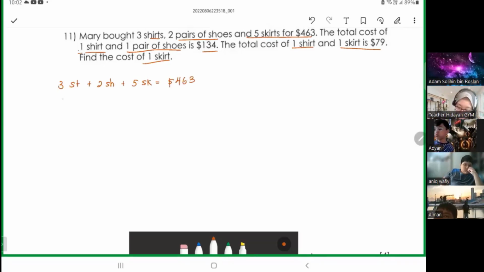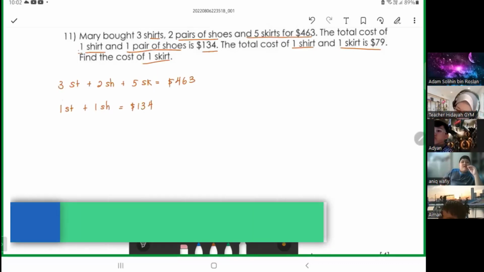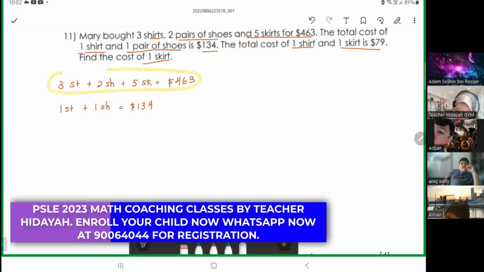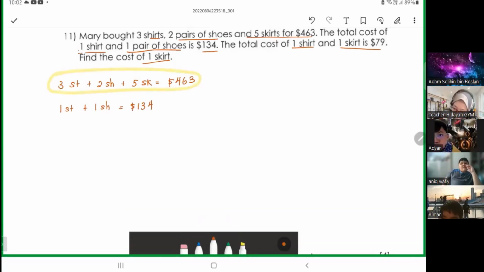3 shirt plus 2 shoe plus 5 skirt is 463. 1 shirt plus 1 shoe is 134. So whatever he bought is this one, that's my main reference. Right now, how many shoes did he buy? He bought 2 shoes. So let's use this to make it into 2 shoes. If it's 2 shoes, I want 2 shoes here. From 1 to 2, I times 2, correct? So the rest of them must also do the same.